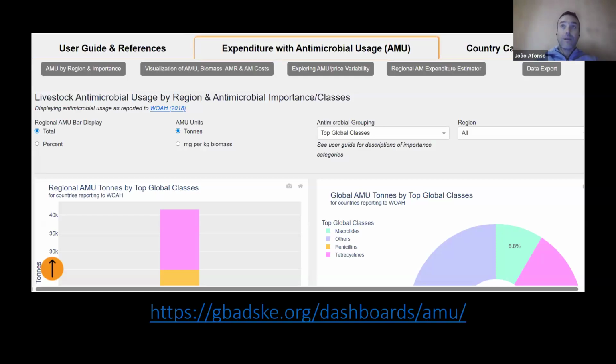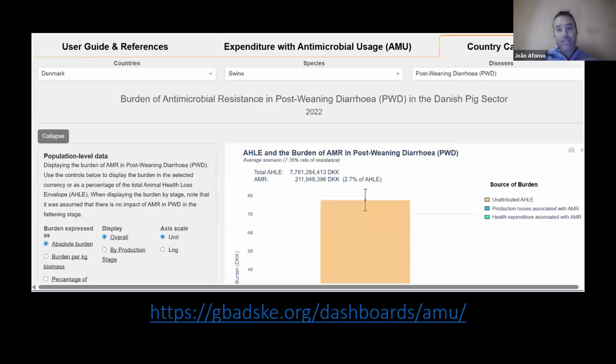We've also made use of the data available on resistance to display it and to create a drug-resistant index. Again, further information on how we made this drug-resistant index is available in our user guide and references. And then we have the country case studies. At this point, we only have two, the Danish case study and the Ethiopian case study. I will explain both of these case studies in more detail in the next few slides.